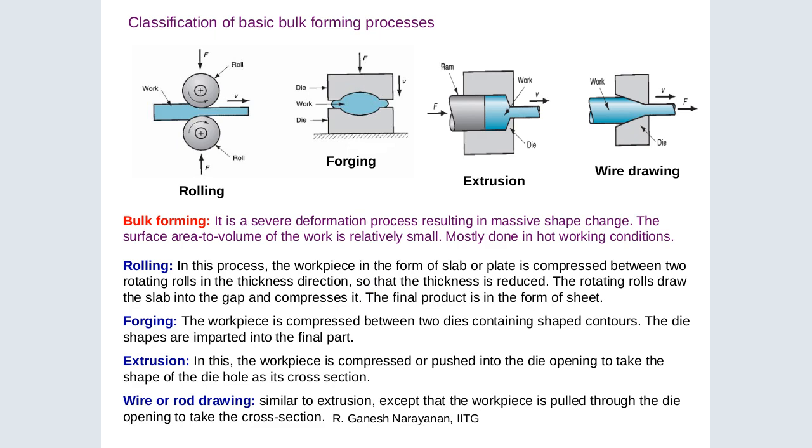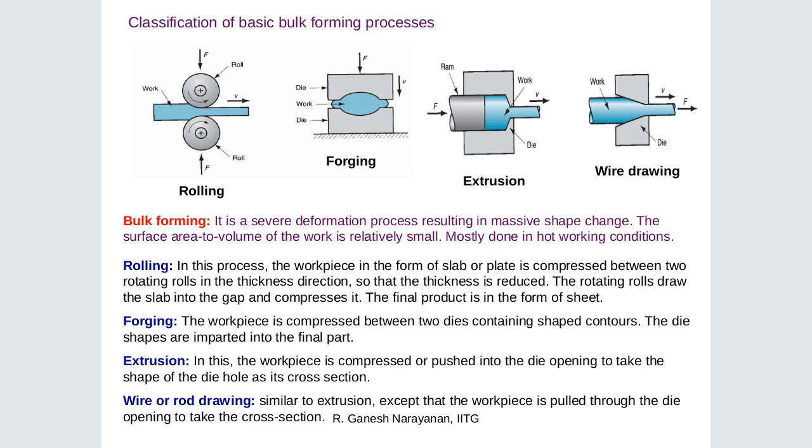And in the extrusion process, the workpiece is compressed. This one here, the workpiece is compressed or pushed into a die, through an opening, to take the shape of the die hole. So you can see it is being pushed in so that it can take the shape. It is taking the shape of the die. The die is in this shape, so it is being forced in. The workpiece is in blue. You can see all the workpieces are in blue. They are being forced in to take the shape of the die. That is the extrusion process.